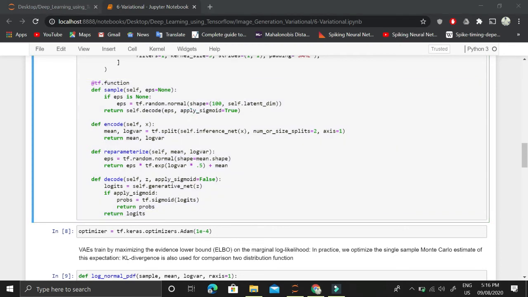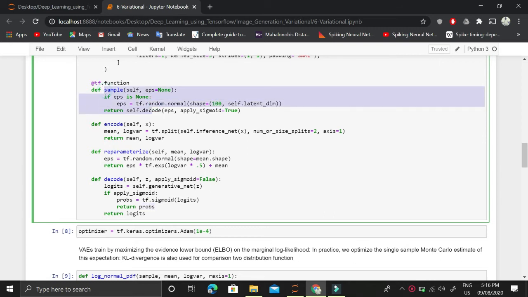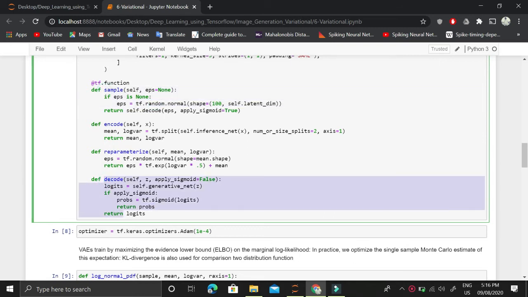The first one is sample. Inside the sample function, we are applying this decode function, and inside this decode function, we are actually applying the generative net. So this generative net will predict the probabilities for each of the classes, and we'll apply the sigmoid function to predict the probabilities for each of the classes. So in a way, this sample function combined with this decode function is giving us these probabilities for each of the classes.